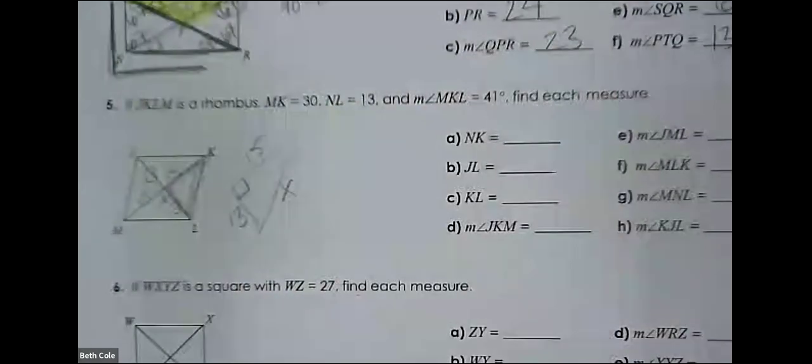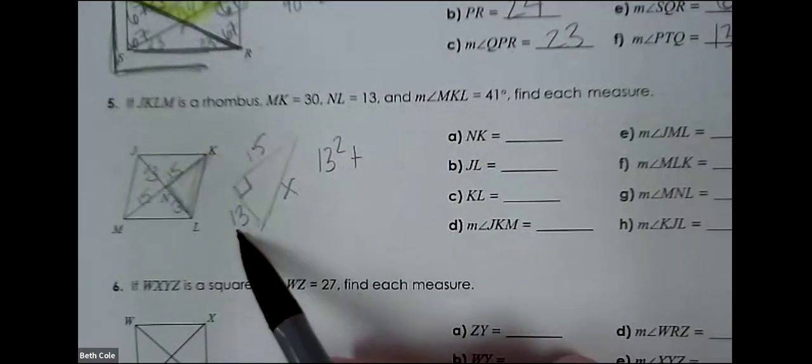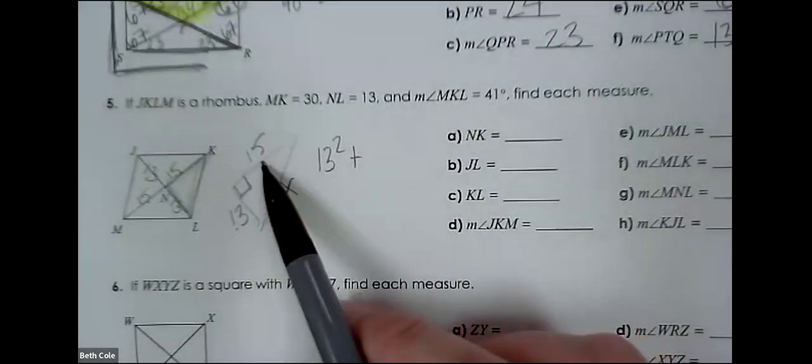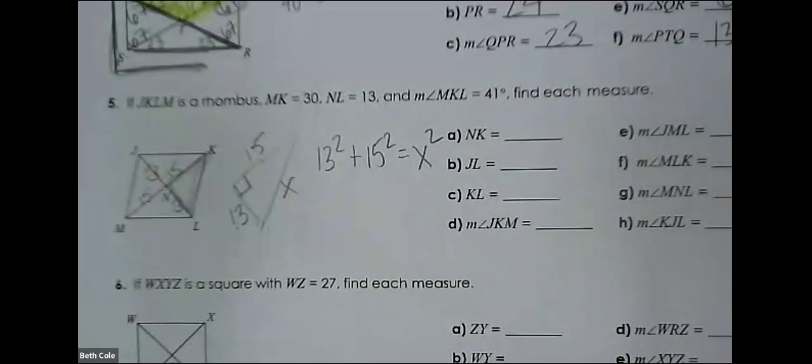I know this side's 15 and this side's 13. I'm missing that one. We can set up a problem, put it in the calculator, and get our answer. It's going to be 13 squared plus what? Could you finish? I got you started on it. 13 squared plus 15 squared, good, equals x squared. And then you throw it in the calculator. We're going to round to a whole number because this is complicated enough. I don't want to do decimals.